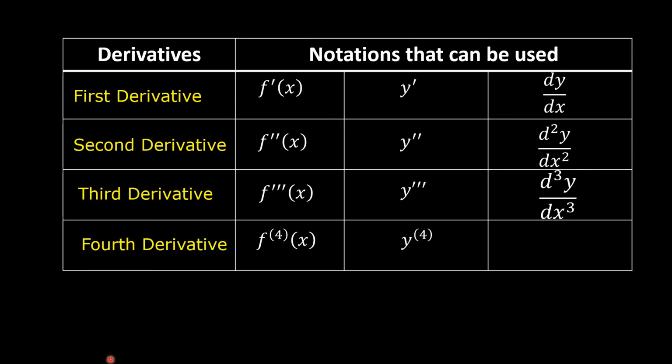And then this is the fourth derivative of y, d4y dx to the fourth. For the fifth derivative, you can use the 5 but enclose it in parentheses. And then for the sixth derivative, you can use 6 enclosed in parentheses, and so on.